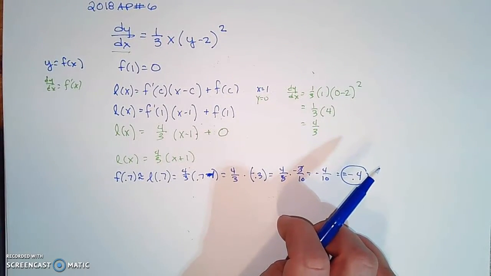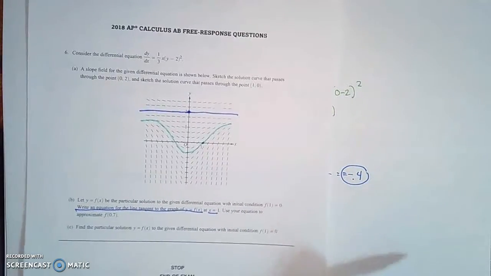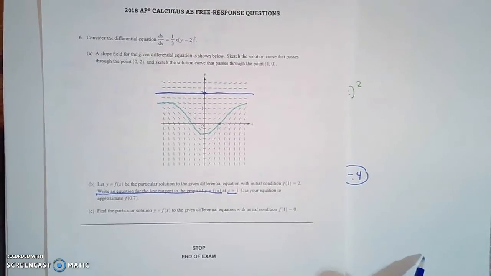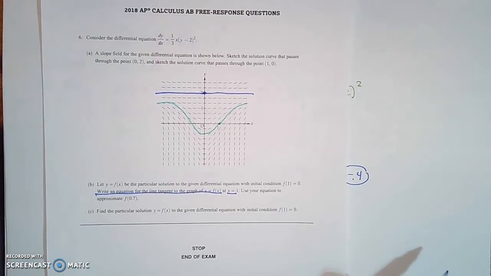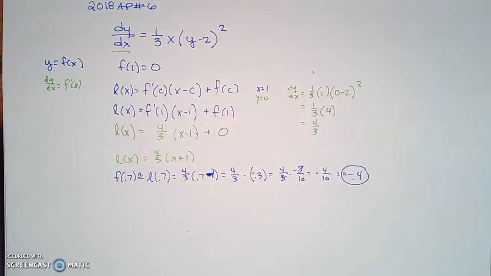And then the last part of the problem says find the particular solution to that differential equation given the initial condition of f of 1 equals 0. I'm going to work it out the long way first, and then I'm going to put it in the calculator and show you what you could do.